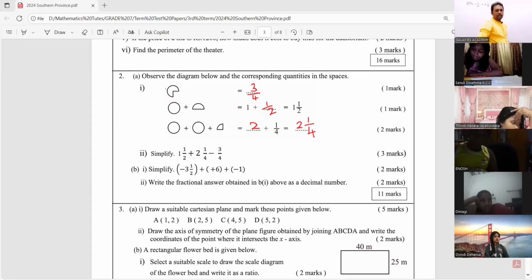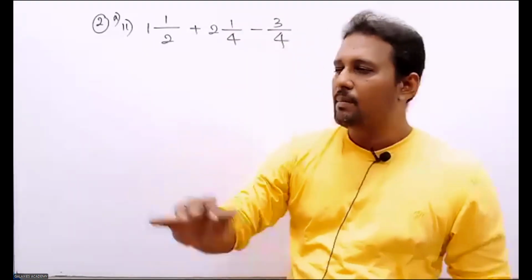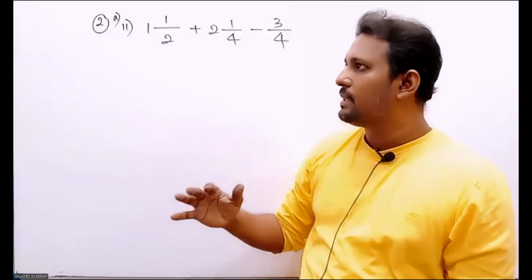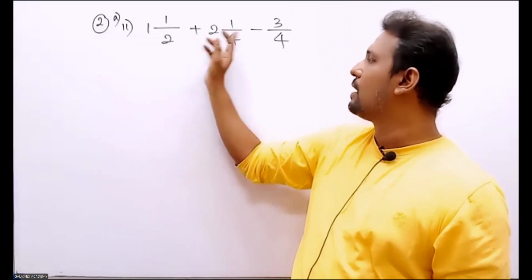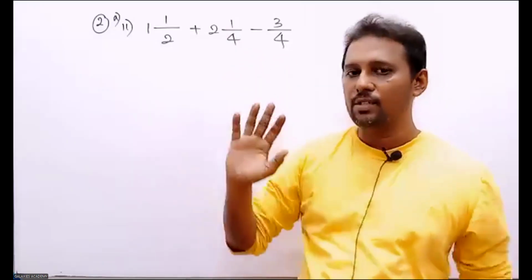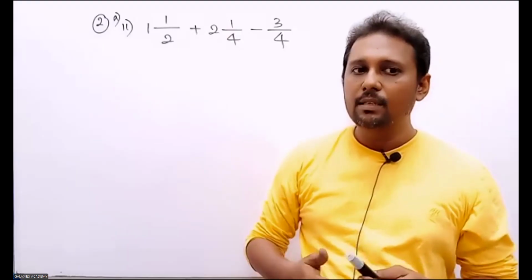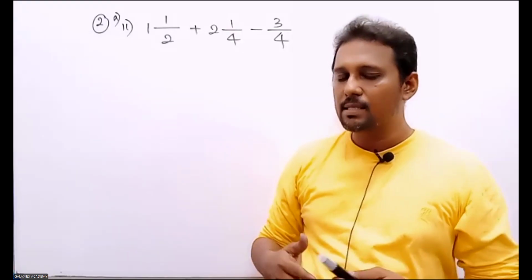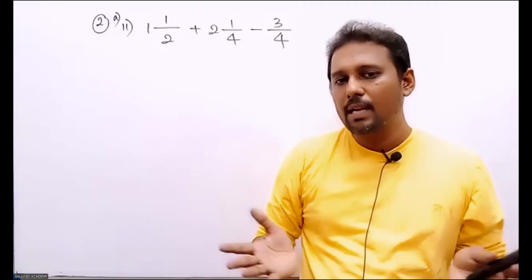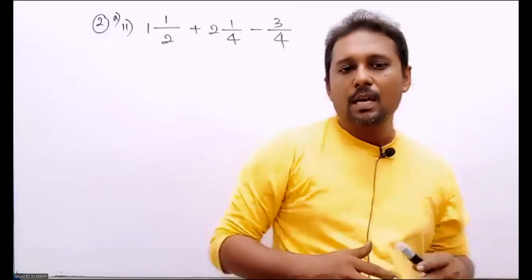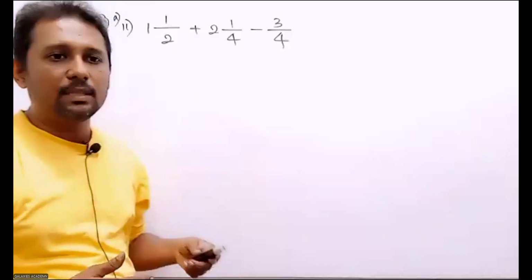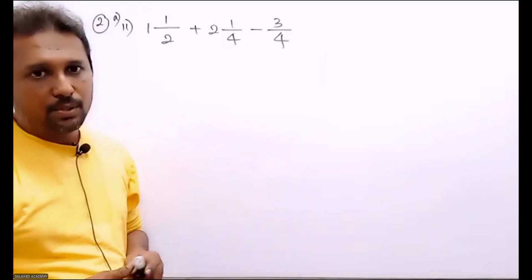Right, then let's go to the second part: simplify the addition and subtraction of the given fractions. You can simplify this one by using several methods. The one method is first you can simplify the whole numbers, then simplify the fractional parts, then combine them, right? Another method: first you can convert these mixed numbers into improper fractions, then simplify the fractions, right? I'm going to do this one using the improper fraction method.